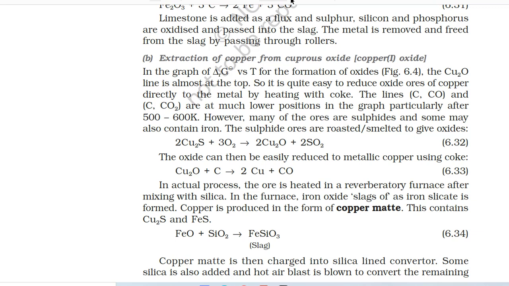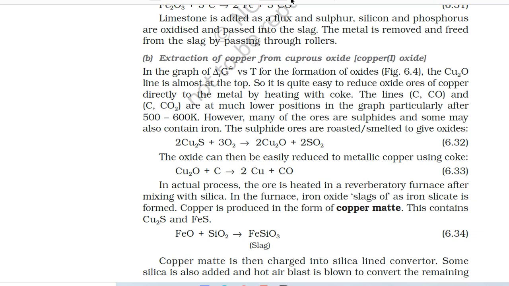However, many of the ores are sulfides and some may also contain iron. The sulfide ores are roasted or smelted to give oxides: 2Cu2S plus 3O2 gives 2Cu2O plus 2SO2. The oxides can then be easily reduced to metallic copper using coke: Cu2O plus C gives 2Cu plus CO.